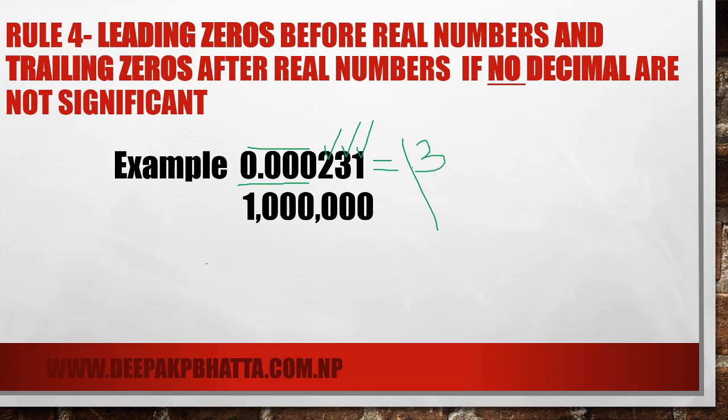In the second example, there is no decimal point, only commas. That's why these zeros are not to be counted. That's why its significant figure count is only 1.